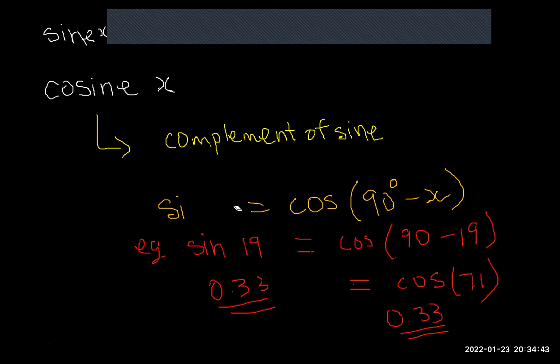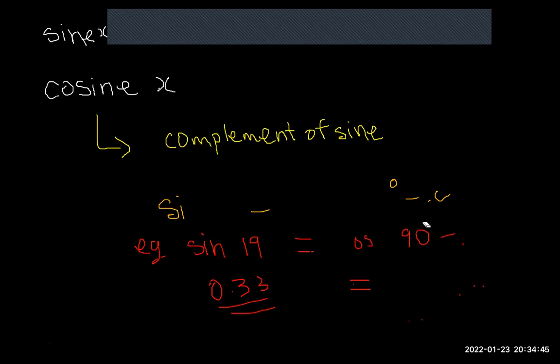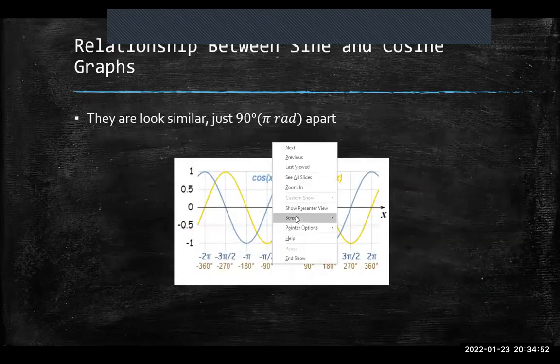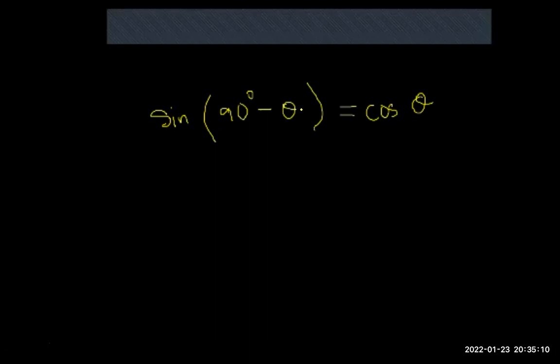Similarly, if I said, okay, so let me say this is cos of theta. Cos of theta is the same as saying sine of 90 degrees minus theta.